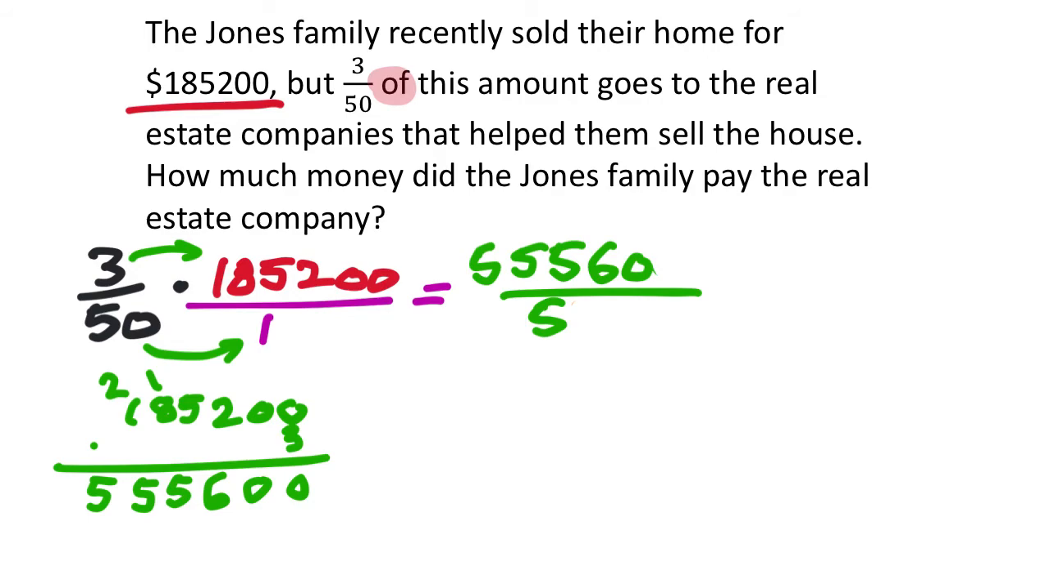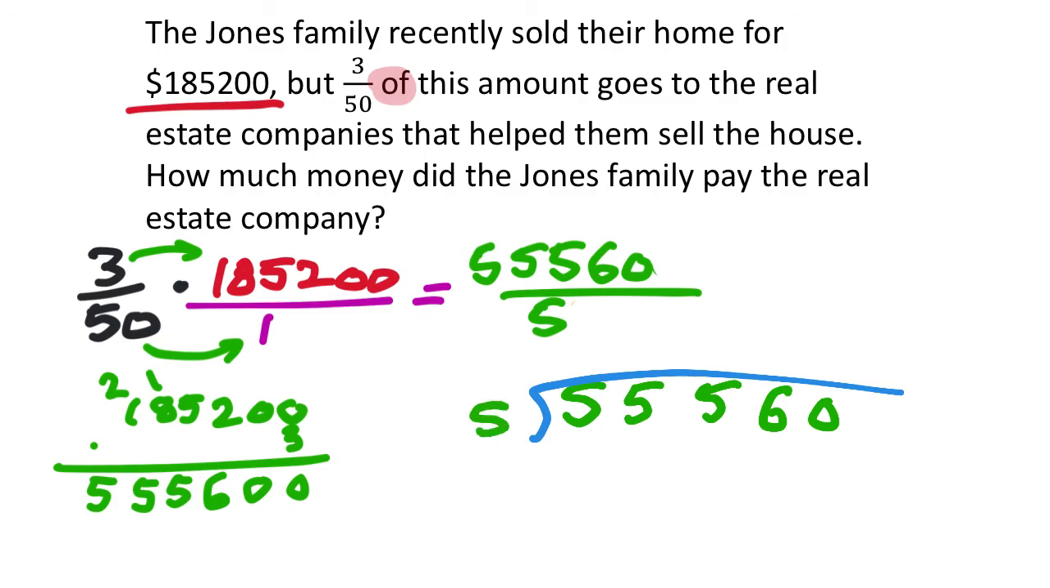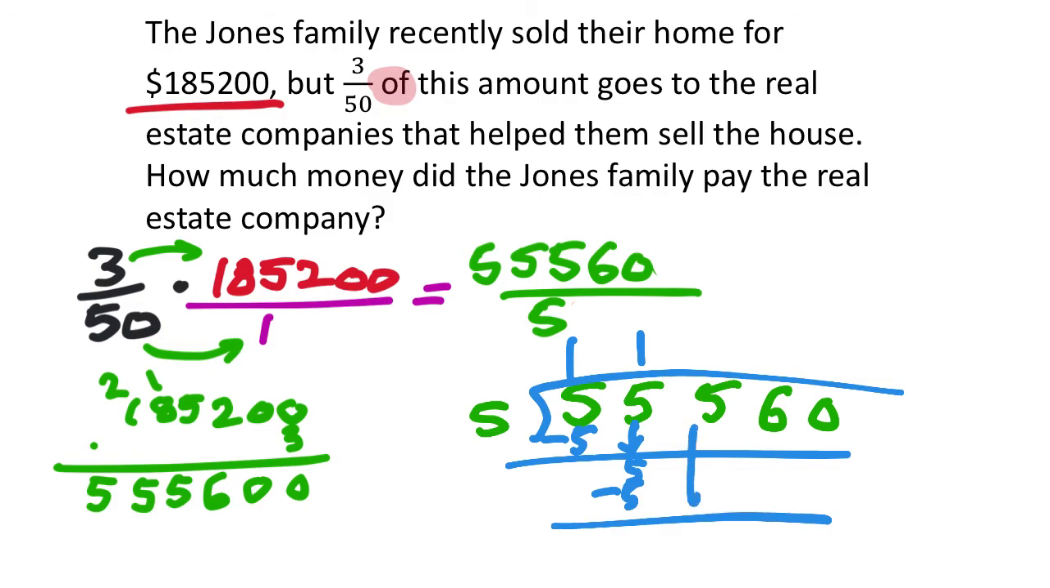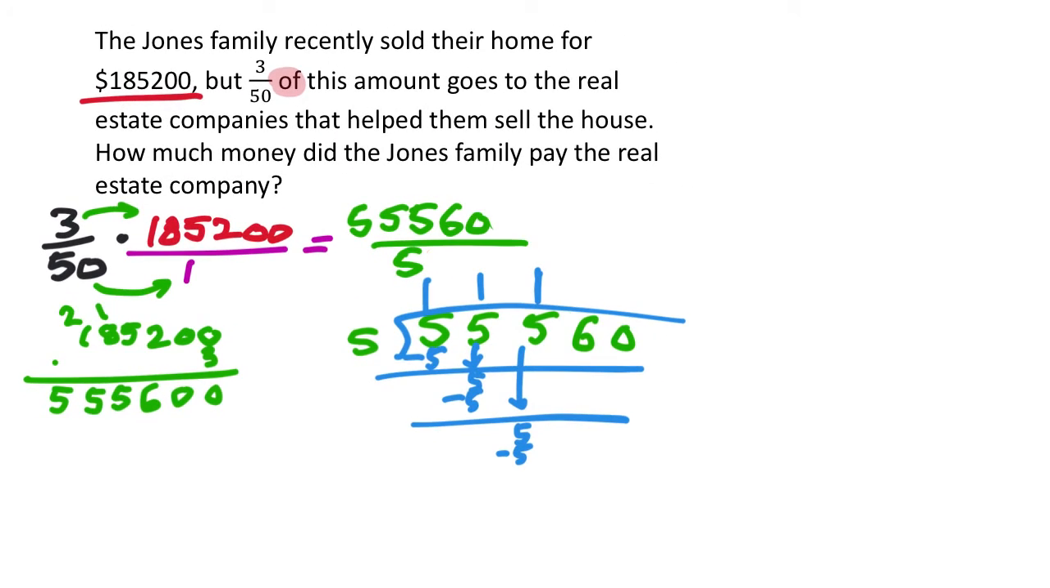So let's see, what do we get then? 55,560. And we're going to divide this by 5 right there. Let's see what we get. 5 goes into 5 once, so subtract that 5. That's going to zero that out. Drop this 5. 5 goes in that 5 once, so subtract 5 there. Drop this 5. 5 goes into that 5 once. That's convenient at least. So subtract another 5.